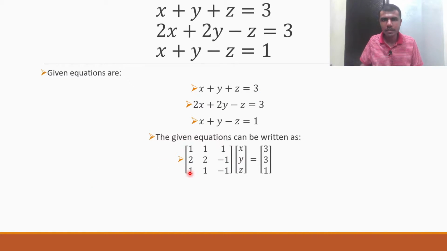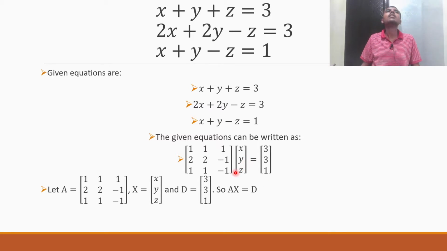Now this first matrix I am going to take as A, the second matrix as x, and the third matrix as D. Okay, fine. So my matrix equation is Ax equal to D.